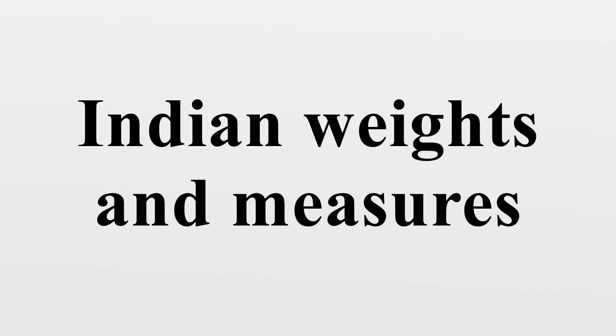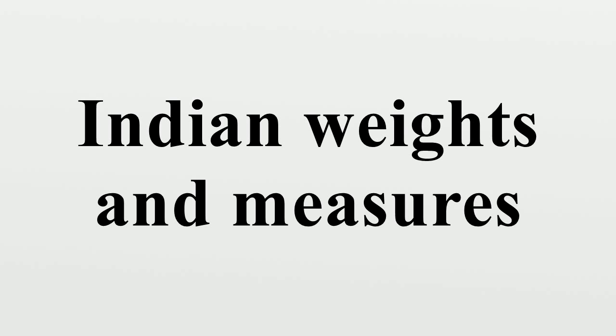2. Commodity weight. Ser equals 637.74 grams. 3. Commodity spices. The dam was a copper coin used as a weight as well as currency. 1 dam equals 20 grams. 4. Gold and expensive spices. Miskal equals 6.22 grams.